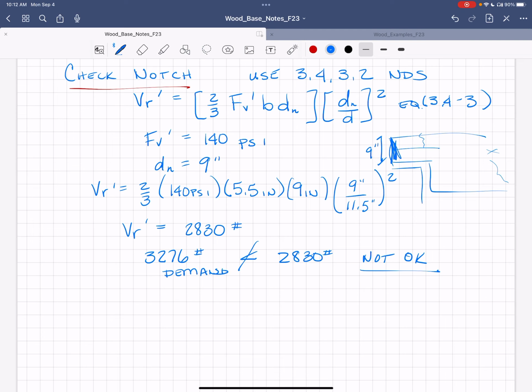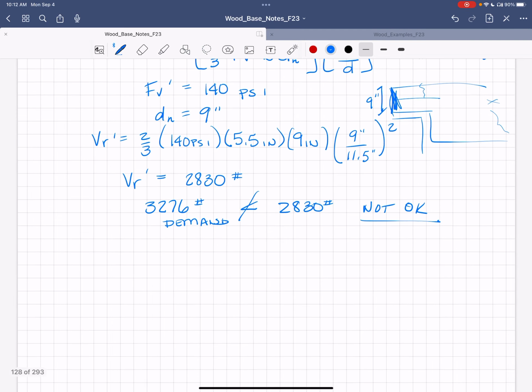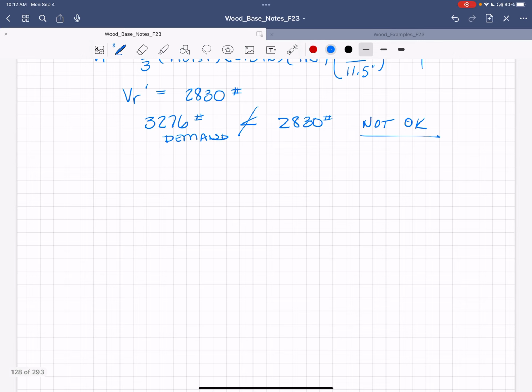Okay, so what I would say is let's go ahead and figure that out. I don't actually have that written down in my notes, but we can do it. I'm going to derive the shear equation because I feel like people struggle with this.